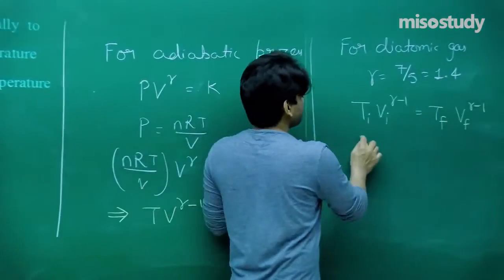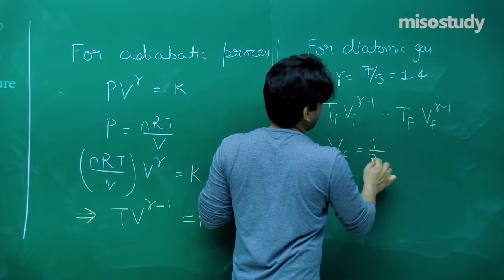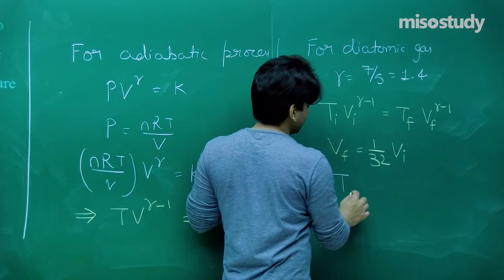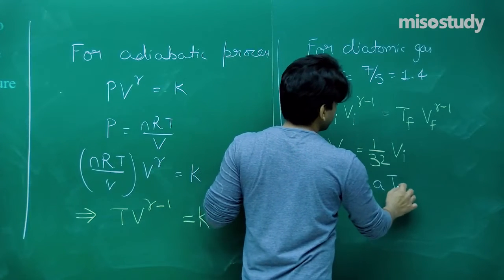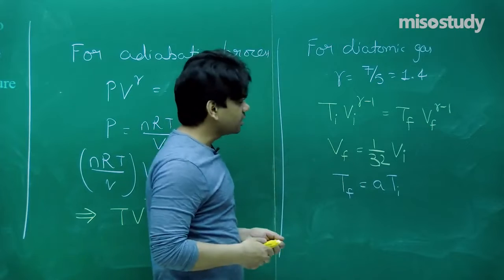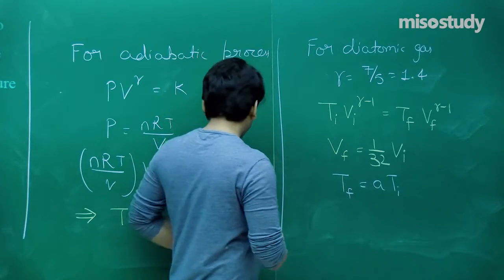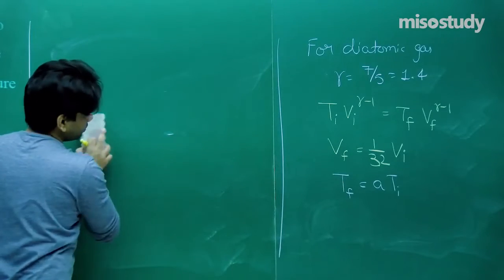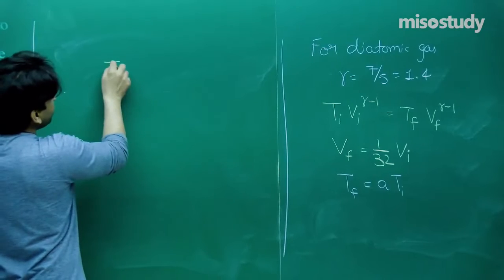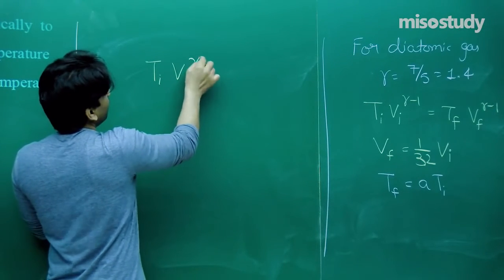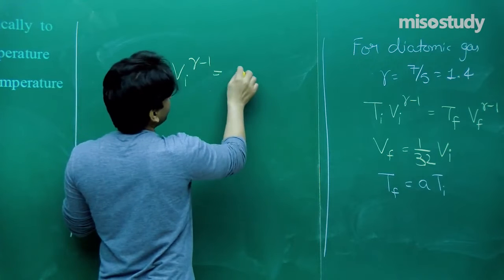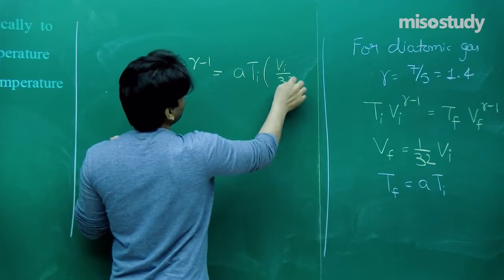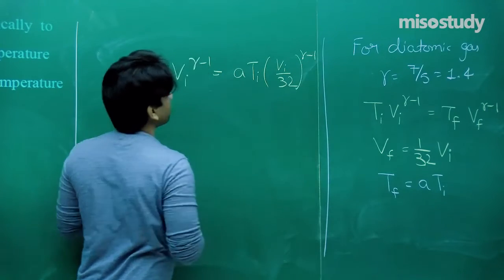So we can write here: volume final is 1/32 of its initial volume and temperature final is A into Ti. Let me put all the values in terms of the initial values, and you can find the value of A. So finally, using these two values, we can write Ti Vi to the power gamma minus 1 equals Tf, that is A into Ti, multiplied with Vf, that is Vi by 32, to the power gamma minus 1.